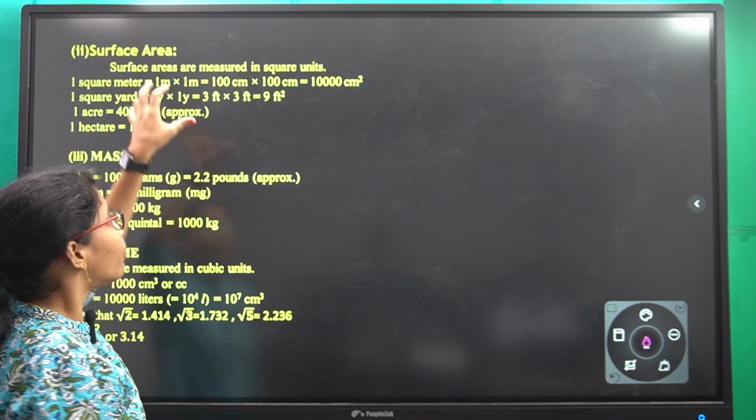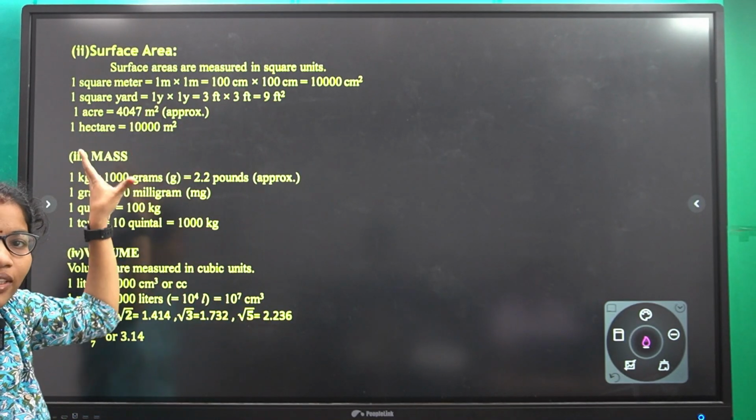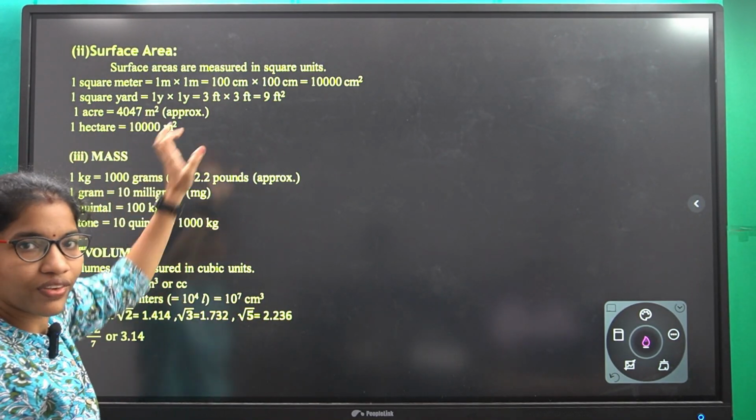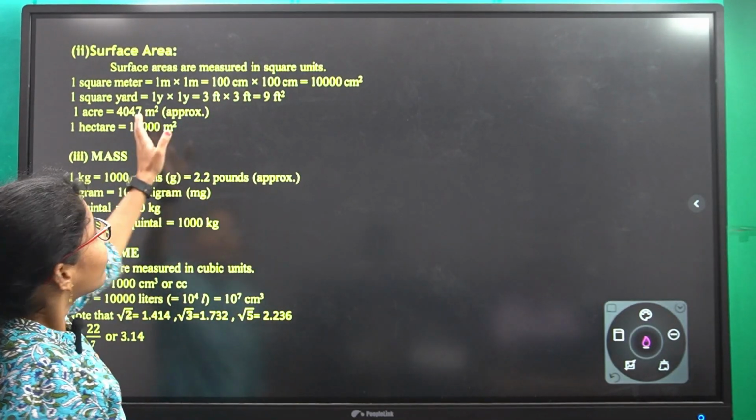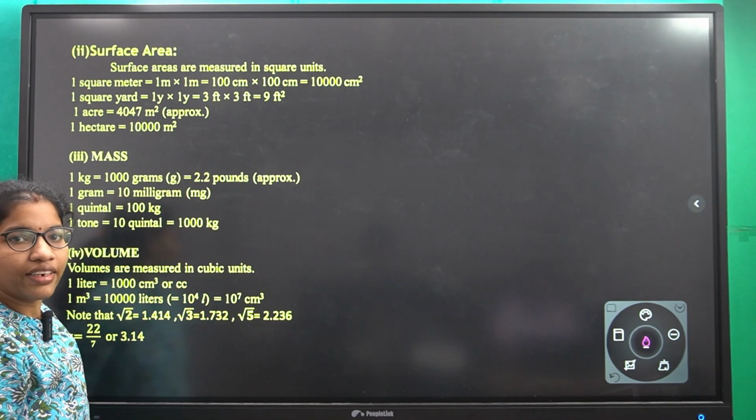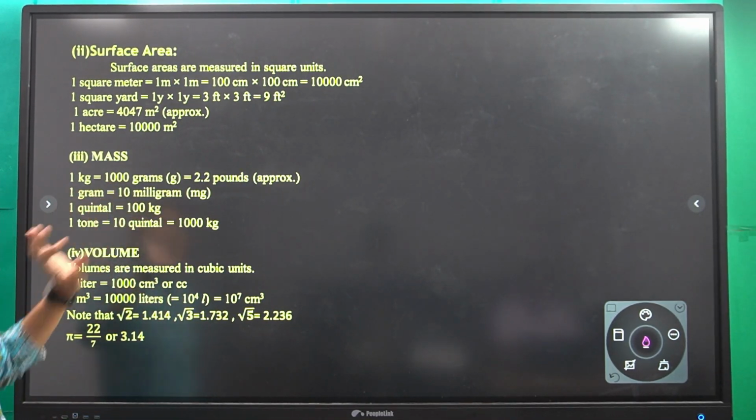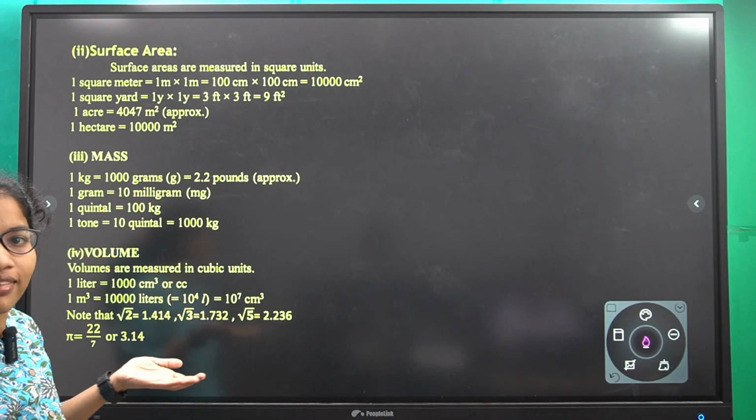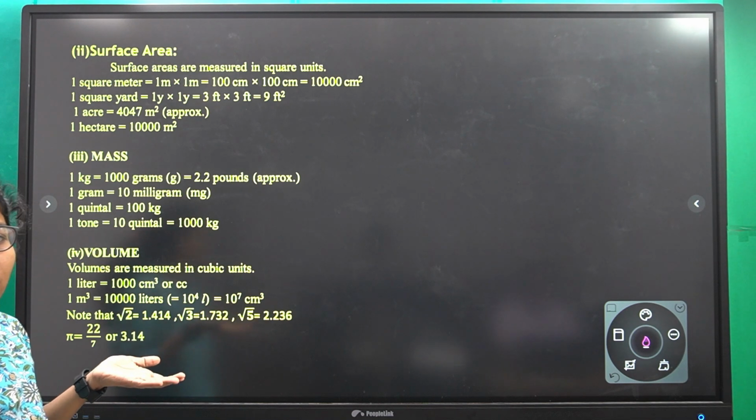Okay, like that, if you want the area, you have to multiply the length units two times. You will get the area in different measurements, right, in conversions. The next one is mass. Mass we are generally denoting with which units?